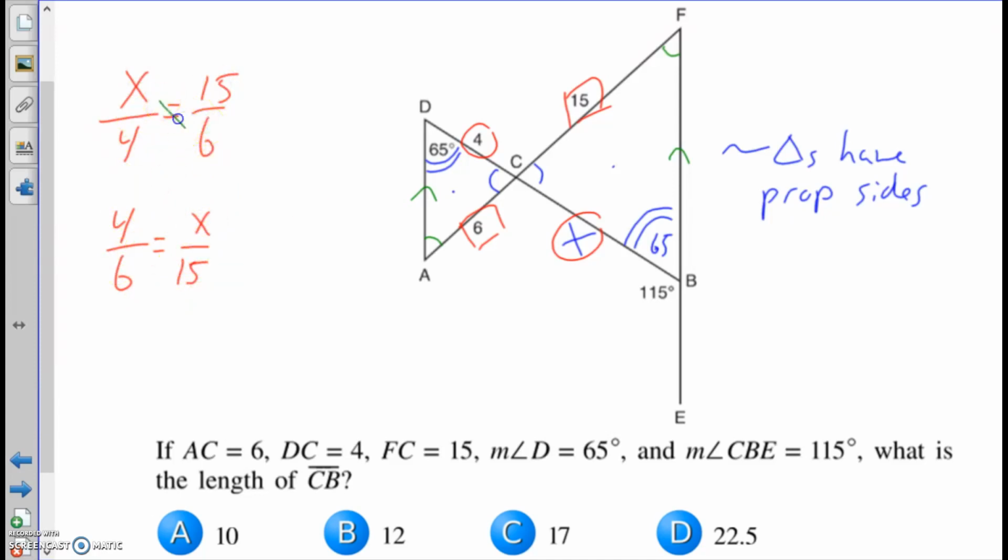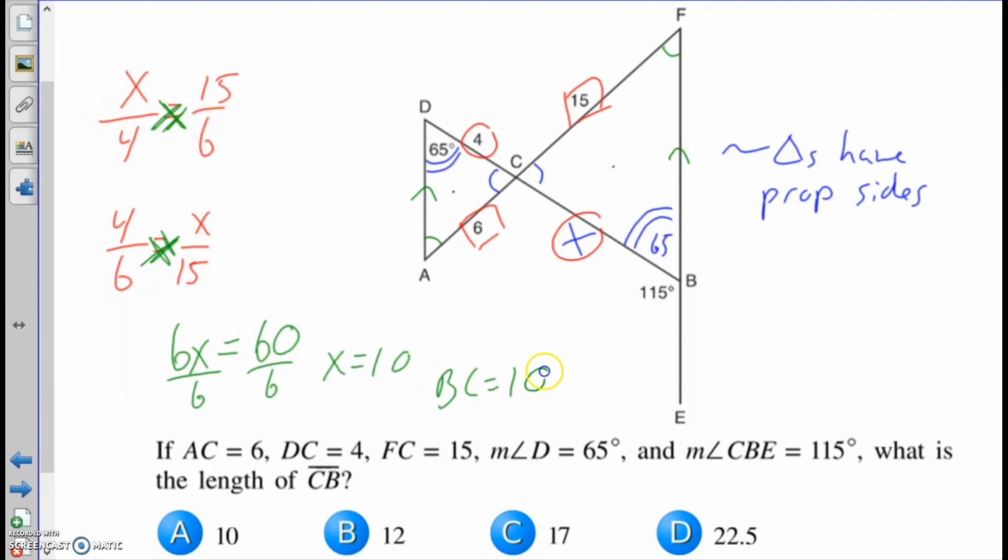But when I cross multiply, it's 6 times x, and 4 times 15. So it's the same proportion either way. 6 times x equals 4 times 15. 4 times 15 would be 60. Divide by 6, and x equals 10. So BC equals 10. Choice A.